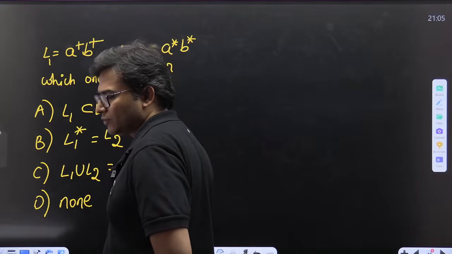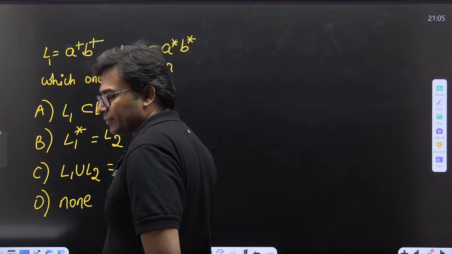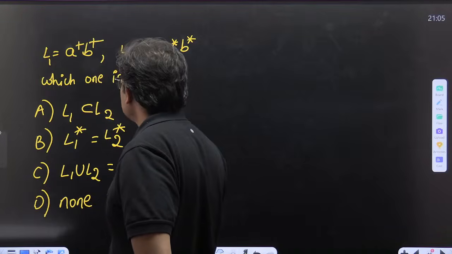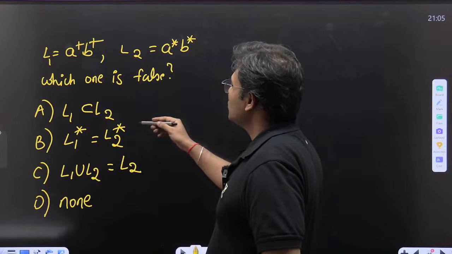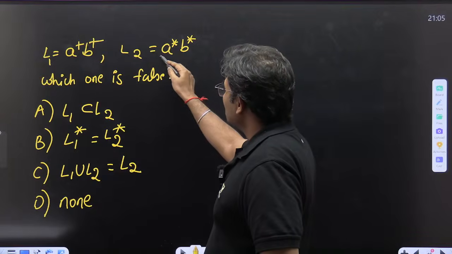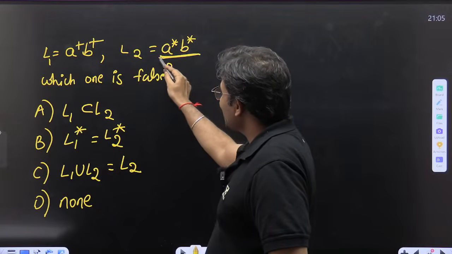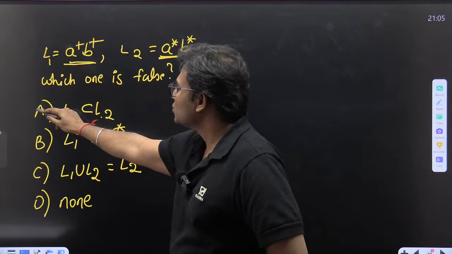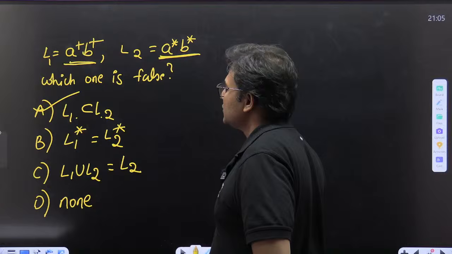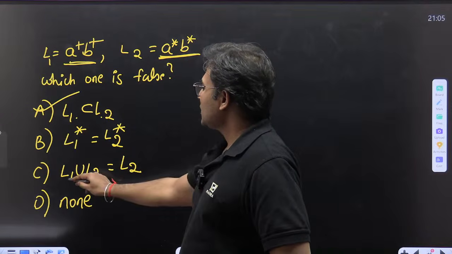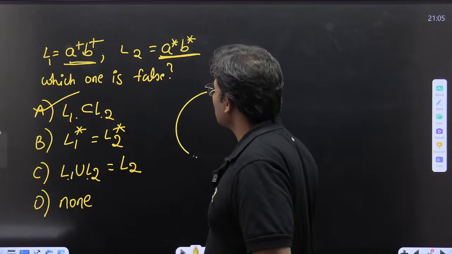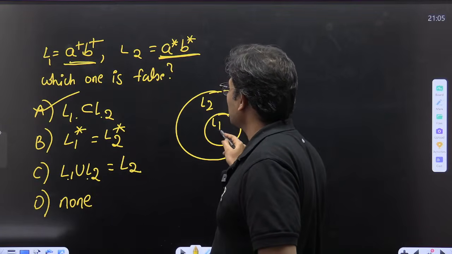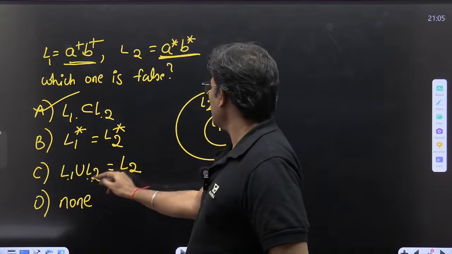Which of the following is false? See this, guys. Earlier I told you that L2 is bigger and generates everything that is present in L1. So L1 is a proper subset of L2. This is true, right? Now what is L1 union L2? I told you that L2 and then L1 will be here, right? Therefore, L1 union L2 is L2 only.